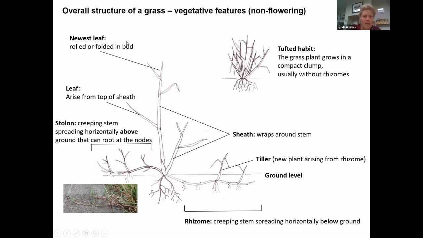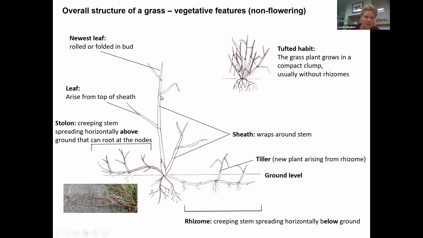So let's have a look at this grass here. Let's start at the top. You have the newest leaf coming at the shoot. Now the important thing about this newest leaf in the bud, or the new shoot here, is whether this leaf is rolled or folded in the bud. We'll get into that in a little bit more detail later on, but that's an important vegetative feature.